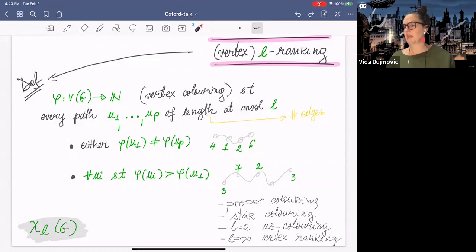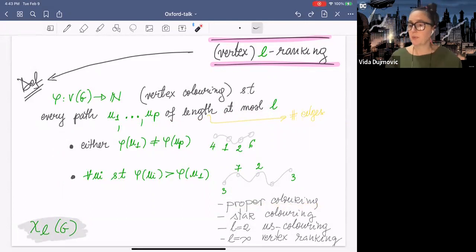So what type of coloring is this? The part that I missed is that this is required for every path of length at most L. So for every path of length L, we say we have an L vertex ranking if these two properties are satisfied. First thing to notice is that this is a proper coloring. Well, L needs to be at least 1.